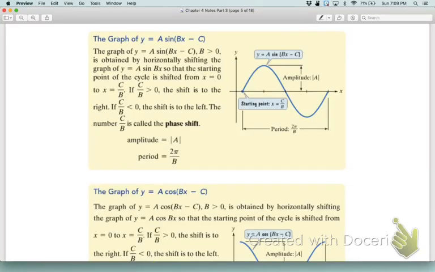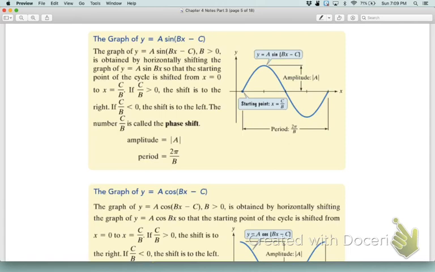All right, we've already looked at the value of A and the value of B when it comes to the graphs of sine and cosine. So remember, A, when you take the absolute value, gives us the amplitude. So that tells us how we multiply our y value. And B, when we do 2 pi divided by B, tells us the length of the period for the sine or the cosine function.